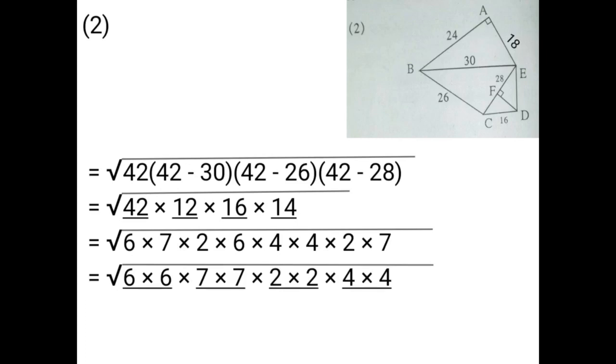After underlining the squares of these numbers, you have to write these numbers one time without the square root symbol. That is 6 into 7 into 2 into 4. Now you have to multiply these numbers. 6 sevens are 42. 42 twos are 84. 84 fours are 336.